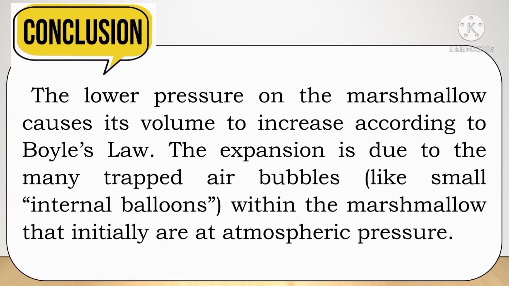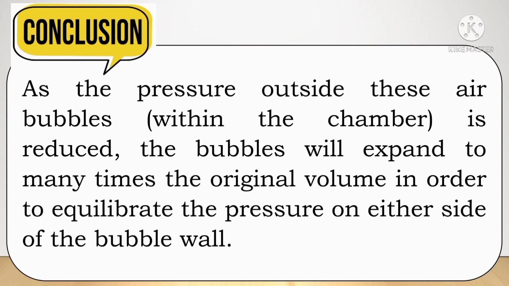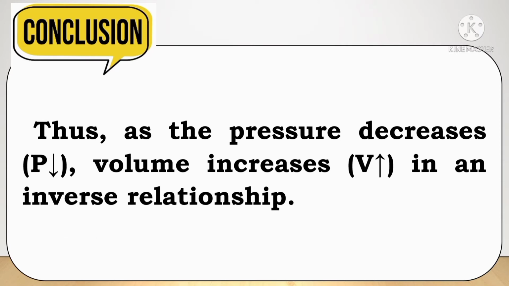The expansion is due to the many trapped air bubbles within the marshmallow that initially are at atmospheric pressure. As the pressure outside these air bubbles is reduced, the bubbles will expand to many times the original volume in order to equilibrate the pressure on either side of the bubble wall. Thus, as the pressure decreases, volume increases in an inverse relationship.